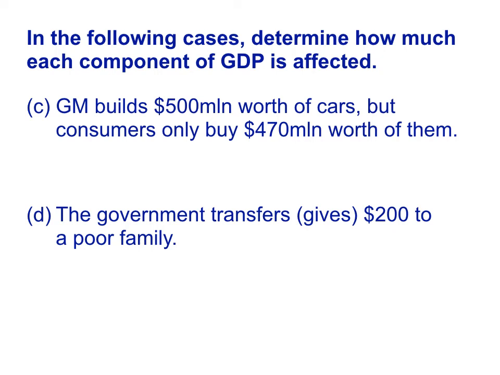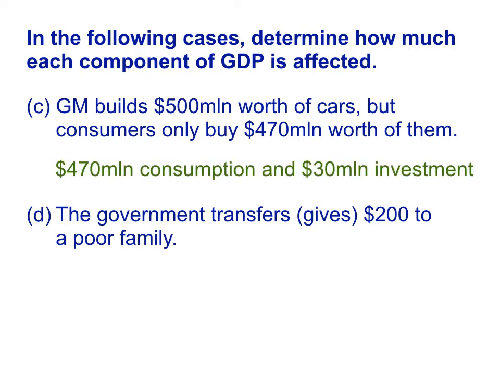What happens if General Motors builds $500 million worth of cars, but consumers only purchase $470 million worth of these cars? Well, in this case, we have two components of GDP being affected. Consumers are going to have an increase of $470 million worth of consumption. And the investment is going to be $30 million because General Motors now has $30 million worth of cars in their inventory. So we see that these two components make up the $500 million worth of production.